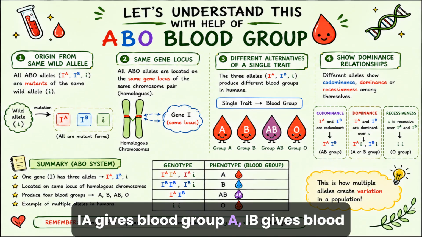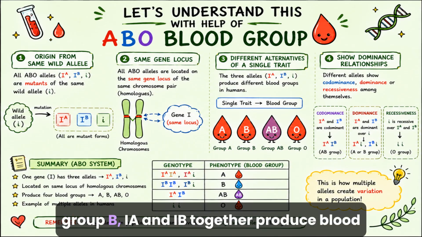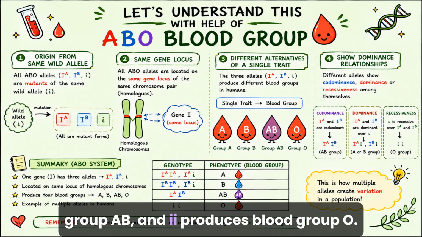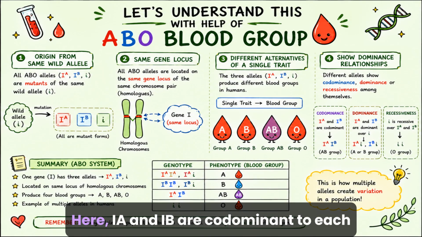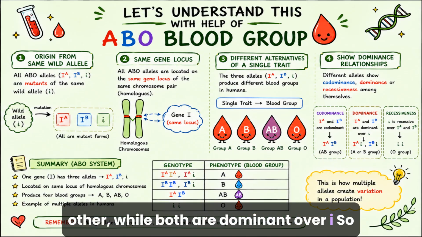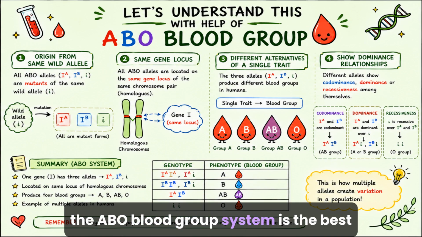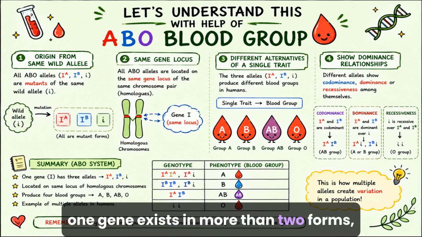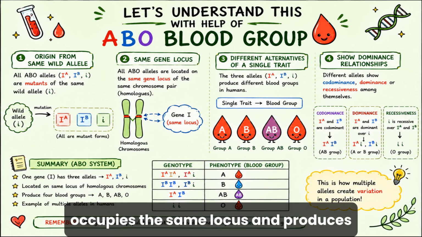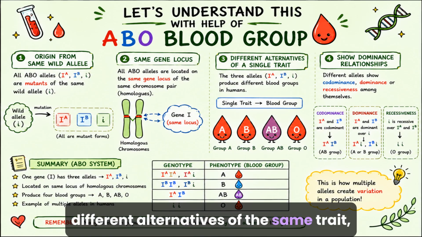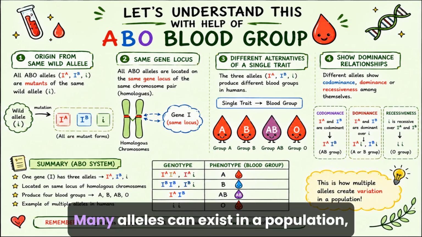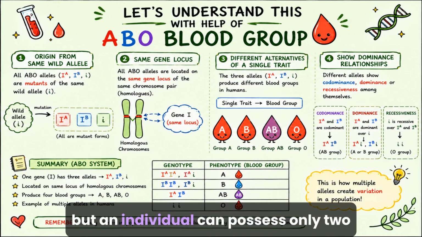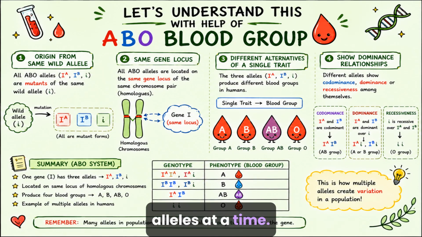IA gives blood group A, IB gives blood group B, IA and IB together produce blood group AB, and ii produces blood group O. Here, IA and IB are codominant to each other, while both are dominant over i. So the ABO blood group system is the best example of multiple allelism because one gene exists in more than two forms, occupies the same locus, and produces different alternatives of the same trait, blood group. Many alleles can exist in a population, but an individual can possess only two alleles at a time.